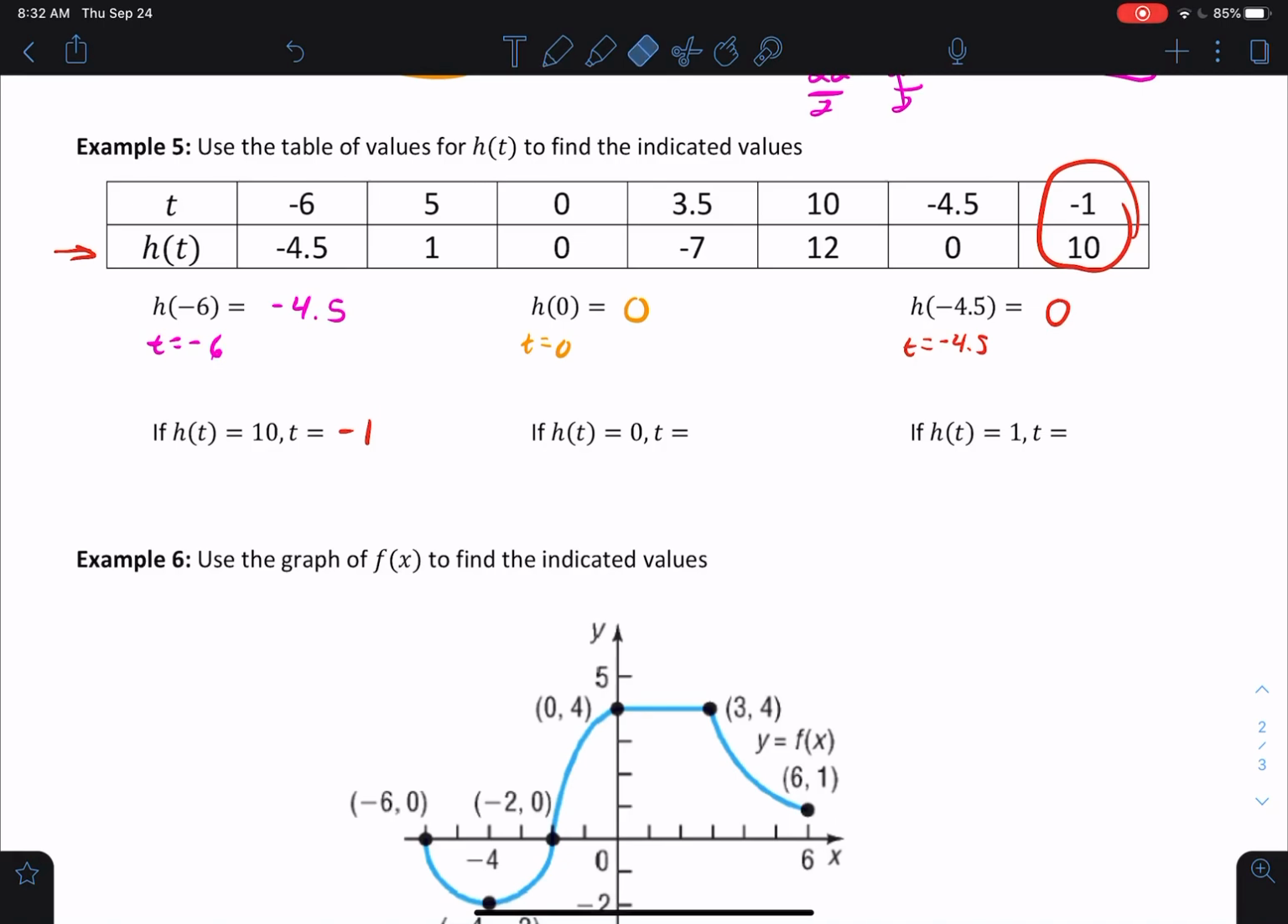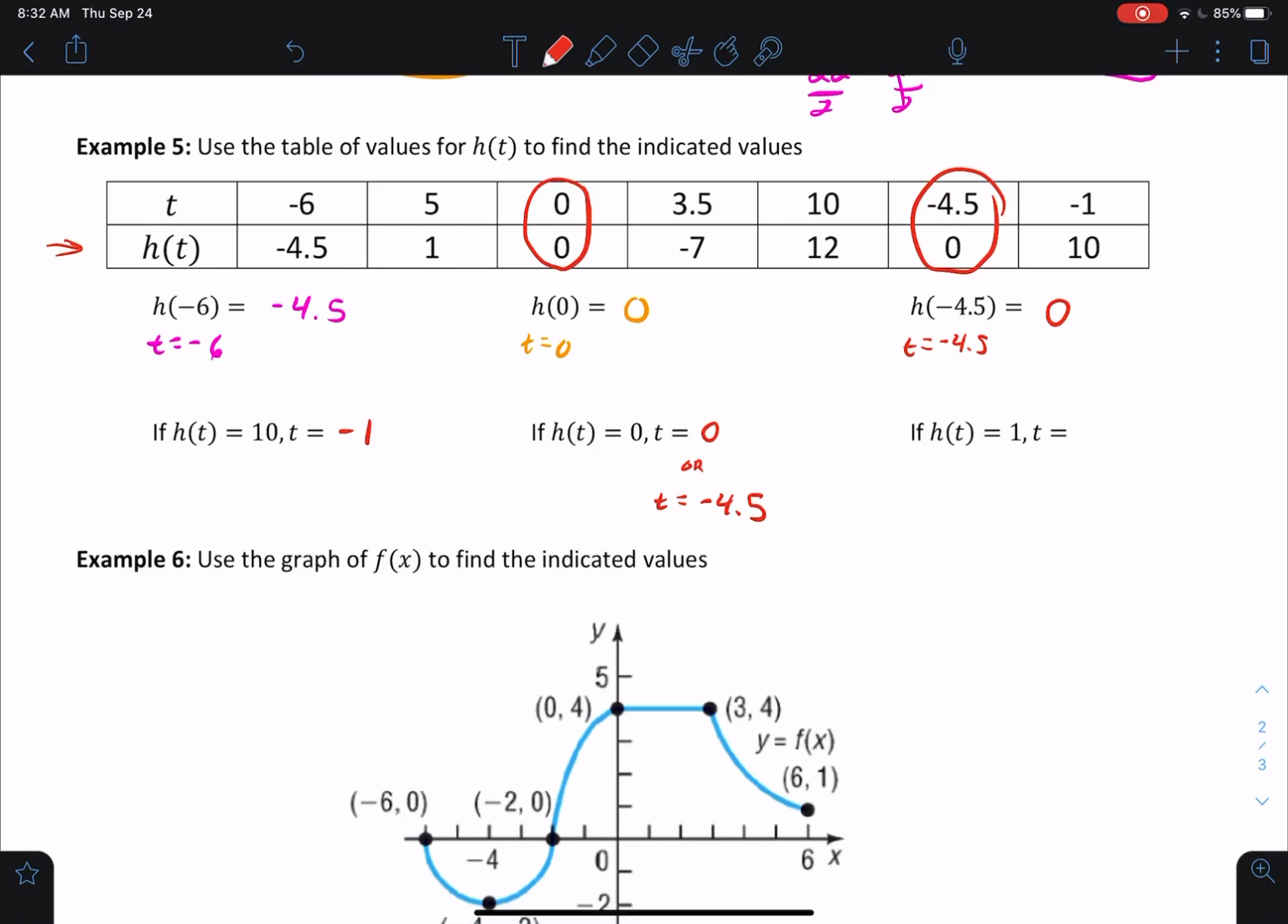Okay, what if h of t equals 0? So if my output, again, we're looking at this row, if my output is 0, what is my input? So here's an output of 0. Here's another output of 0. Okay, so t could equal 0 or t could equal negative 4.5. We want to include both of the inputs that are possible there.